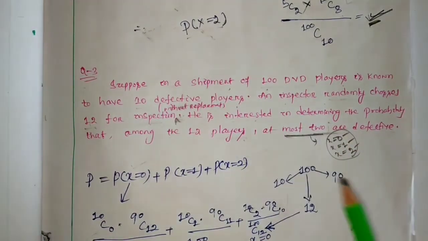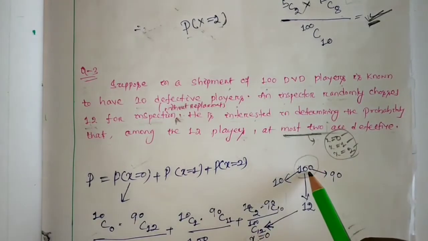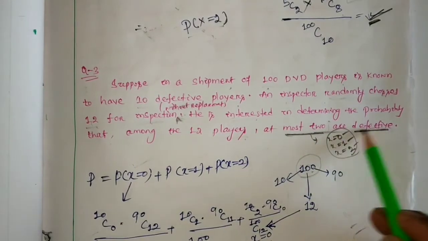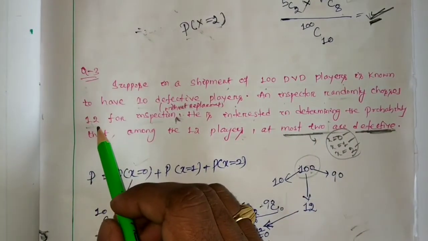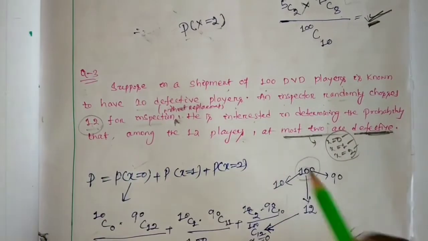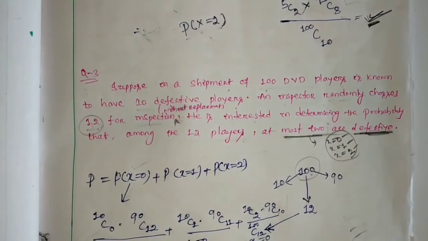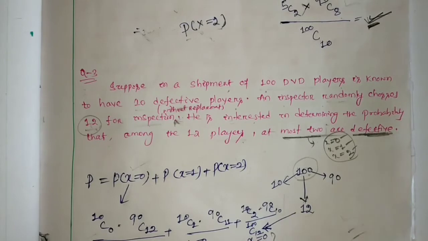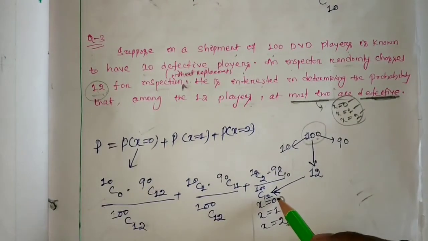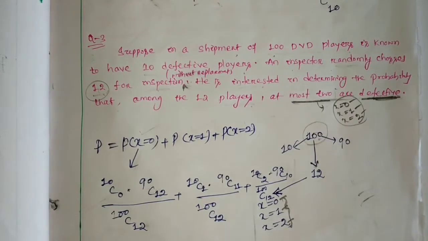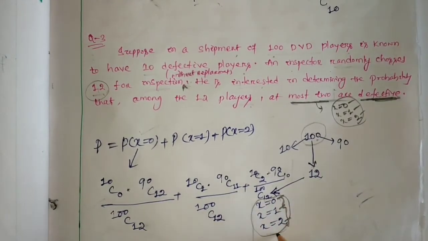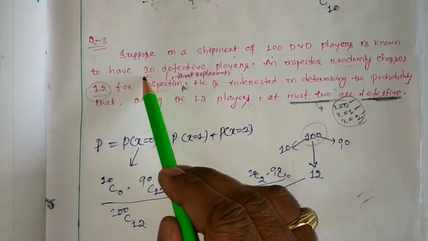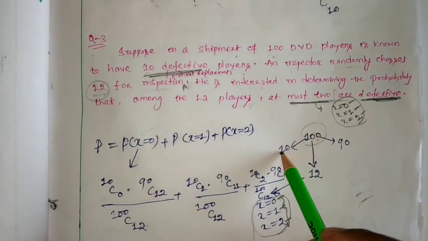So what is the total number of DVD players? 100. Okay, so here the inspector intends to find out the defective ones. So how many samples have been drawn from this 100? 12. So 12 have been drawn. Now, the inspector intends to find out the defectives, so on this side I have to consider the defectives, x equal to maybe 0, 1, 2. So from 100, how many is the total number of defectives? The total number of defectives is 10. So I have written 10.